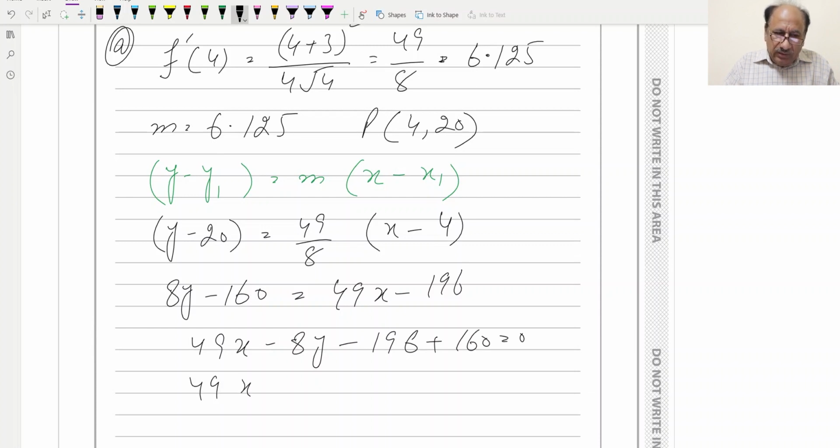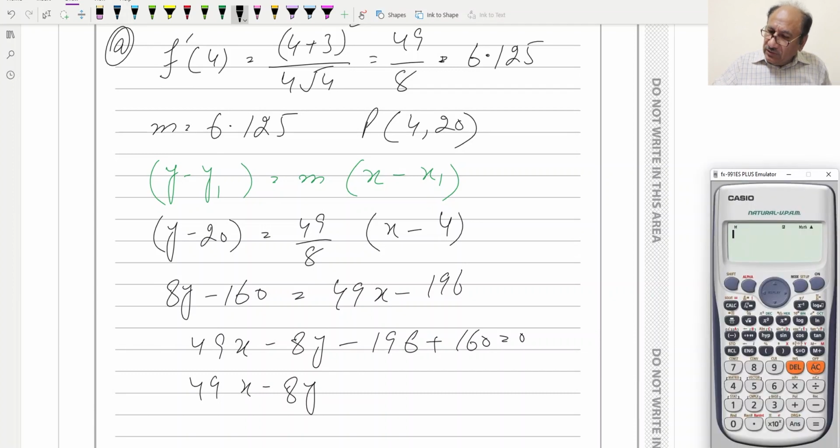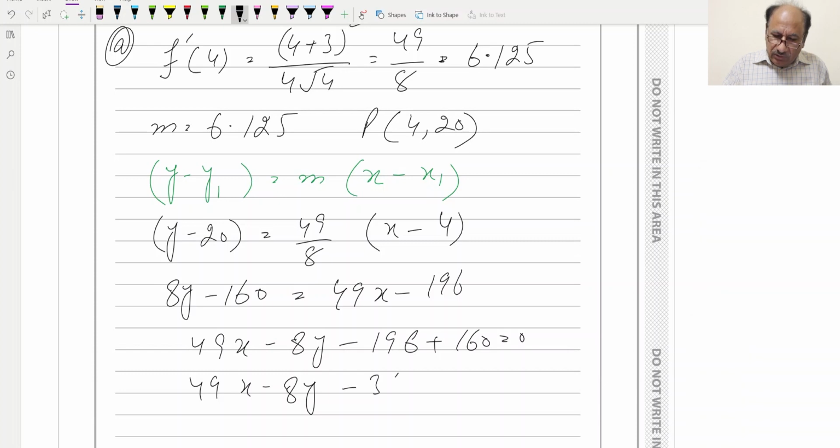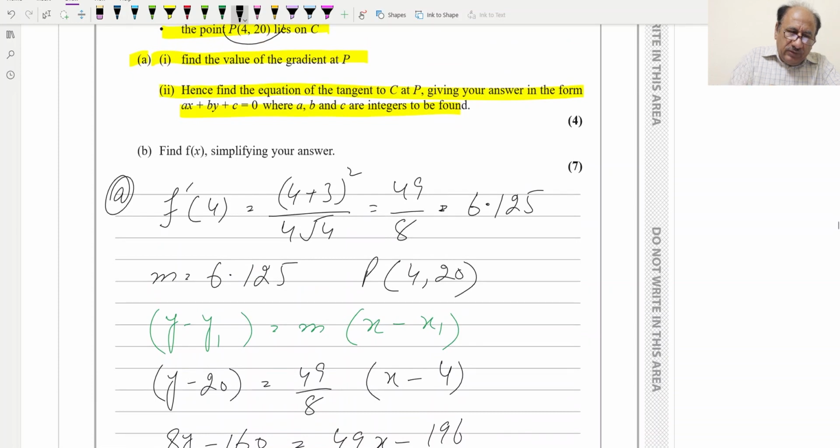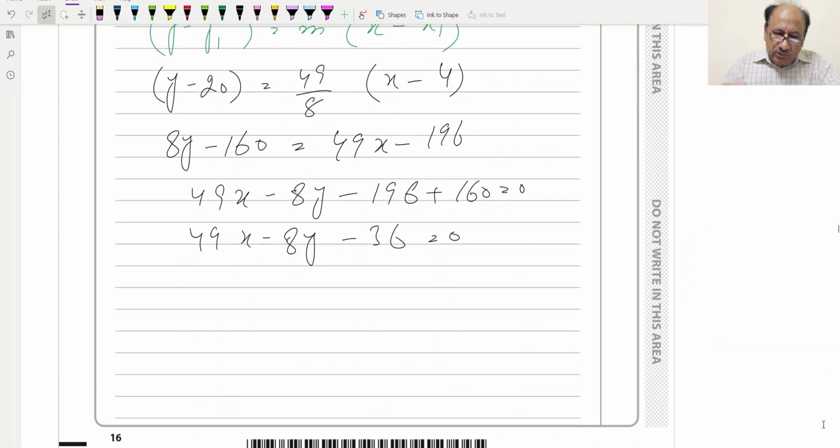So 49x minus 8y, and minus 196 plus 160 is equal to minus 36, so minus 36 is equal to 0, and this is the same form of equation, ax plus by plus c. So a is equal to 49, b is equal to minus 8 and c is equal to minus 36.